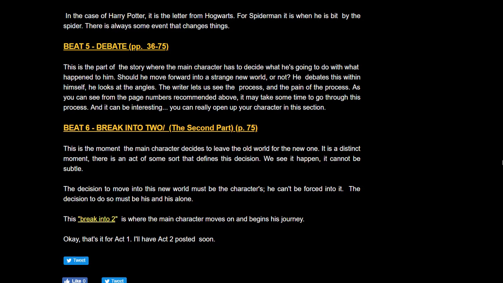As you can see from the page numbers recommended above, it may take some time to go through this process, 36 through 75. That's a few pages. And it can be interesting. You can really open up your character in this section, so we really get to know him better.